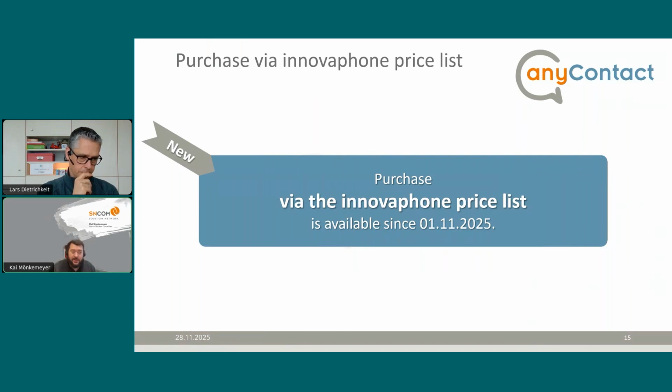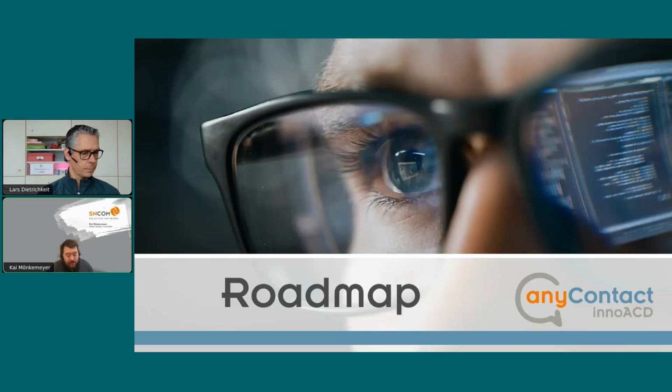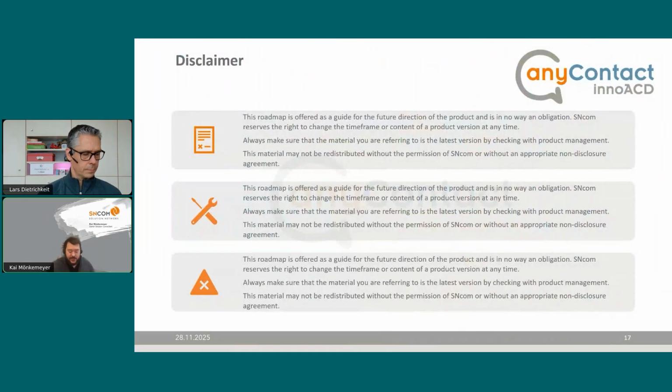So how can you purchase it? It's available in the innovaphone price list, and it's available since the 1st of November, I think. Please contact your local innovaphone vendor or your distributor, and they can make an offer. It all applies to your innovaphone partner status, your partner discounts, and everything will be applied as for any other innovaphone product.